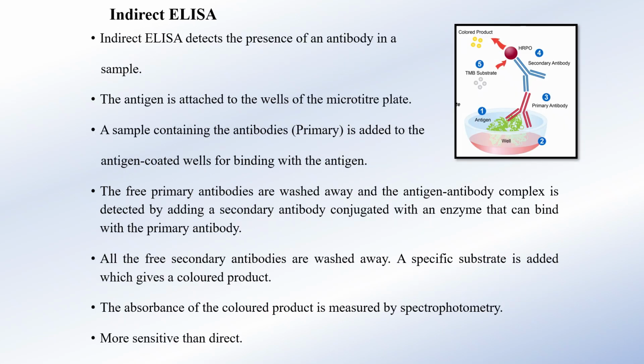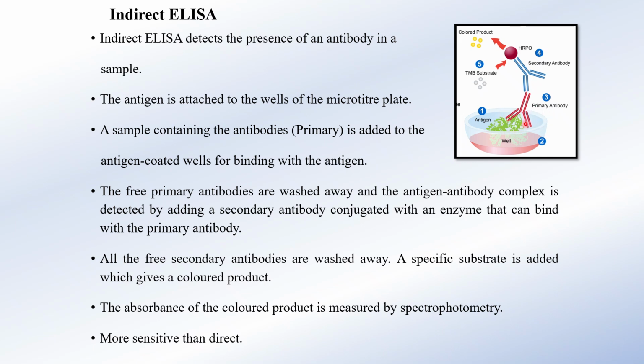Next is the indirect ELISA. Indirect ELISA detects the presence of antibody in a sample. The antigen is attached to the wells of the microtiter well plate. A sample containing the antibodies, primary antibodies, is added to the antigen coated wells for binding with the antigen. Next step is primary antibodies.